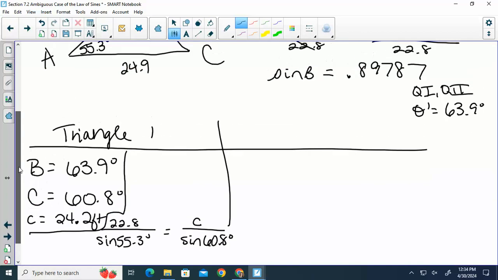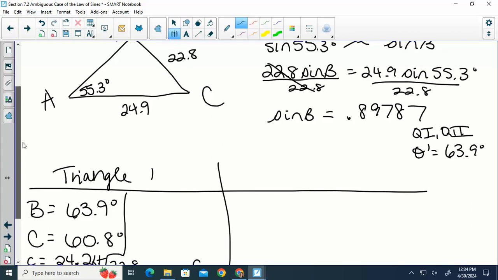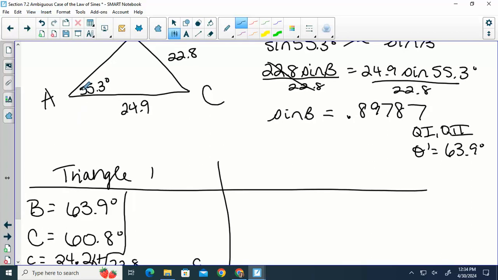Okay, so how do we check if this is right? Smallest angle, smallest side, biggest angle, biggest side. So our smallest angle was angle A. Is 22.8 the smallest side? Okay, our biggest angle is angle B. Is side B our biggest side? Just barely. Yes, just barely. So triangle 1 works. Triangle 2.